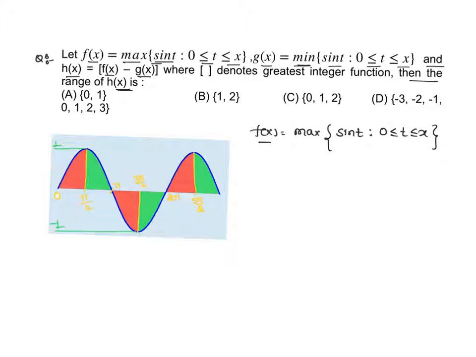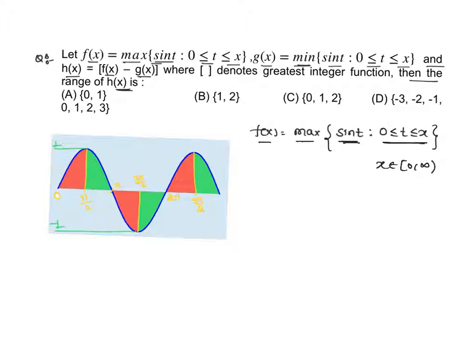To find the range of h(x), we have to first find f(x) and g(x). For f(x) equals max of sin t where t is greater than or equal to 0 and less than or equal to x, first you have to understand the meaning of this. We can say x is in the closed interval 0 to infinity. So what is the meaning of this one?